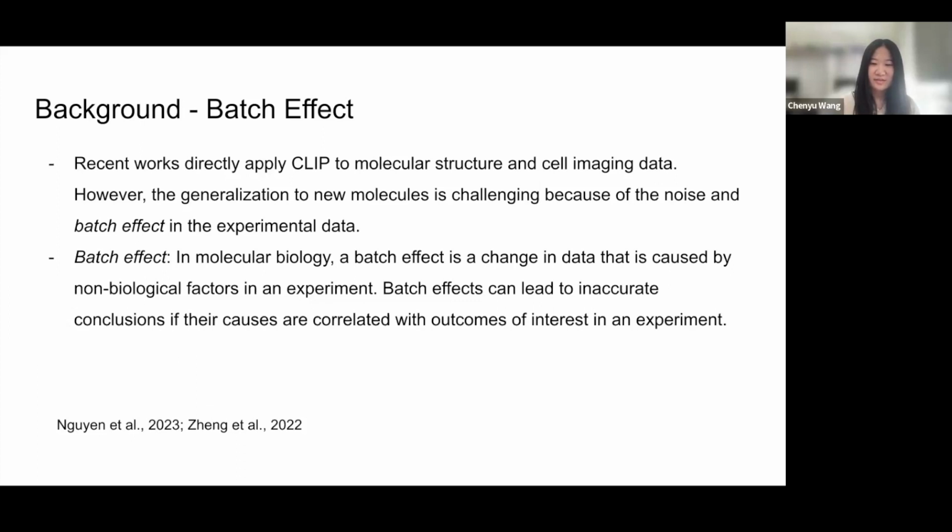And this kind of difference may lead to an inaccurate understanding of the real biological effect if it is correlated with the outcome of interest in these experiments.